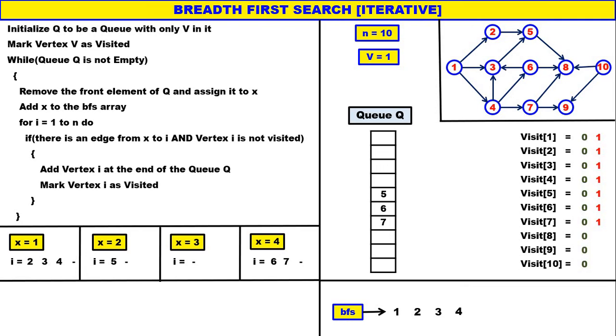Again, check whether queue is empty. No, the queue is not empty. Remove the front element of the queue, that is 5, and assign it to x. Yes, x becomes 5 and 5 is added to BFS also.